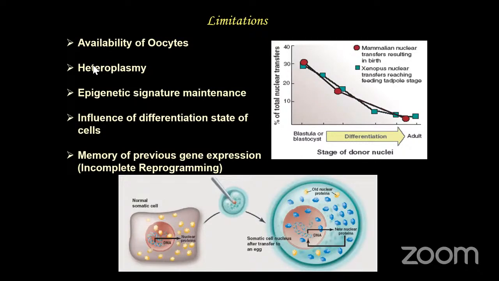First of all, the availability of oocytes, because you need to enucleate them, is one of the limitations. Second is heteroplasmy. As I said, you are removing the nuclear material, but the cytoplasm, the mitochondria and their DNA, everything is still there. That's the reason why you get heteroplasmy. Sometimes even epigenetic signature maintenance is another problem. I don't know how many of you are familiar with epigenetics.